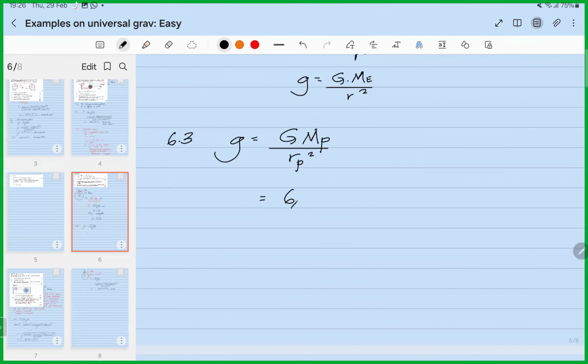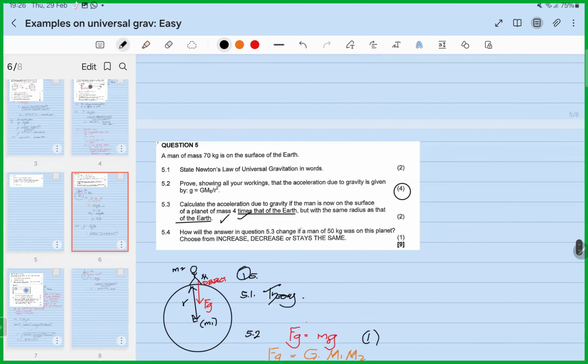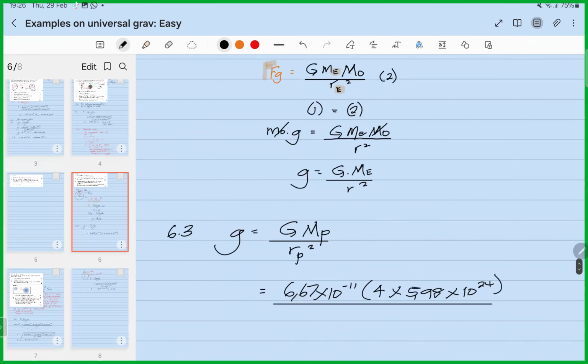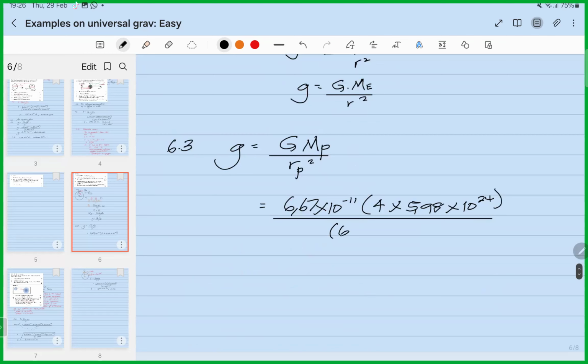So G, 6.67 times 10 to the minus 11, 4 times the mass of the Earth. So 4 times 5.98 times 10 to the 24, divided by the radius. Note they said, but with the same radius of the Earth, 6.38 times 10 to the 6. And I said that the answer should be about 39.2 meters per second squared.